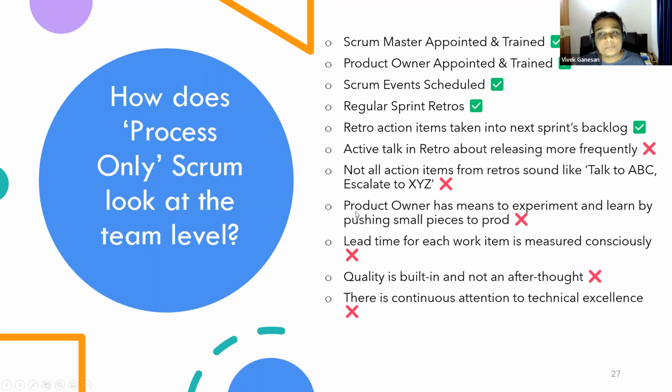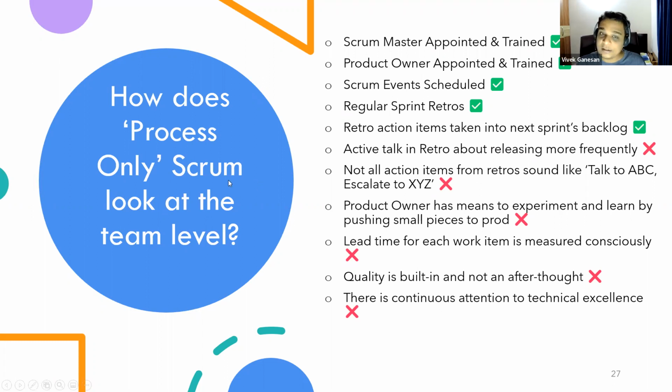And the third important point is the product owner does not have the means to experiment and learn. He cannot really push small pieces to prod and learn whether the customers like it. A/B testing, we just talk about it. How many people do A/B testing? And A/B testing is one small part of it. Like that, there are a lot of things. We expect the product owner to know the business already, and we even freeze the requirements before we start developing. But do we have the ability for the product owner to quickly push something to prod, experiment and learn, and change the direction of the product? That is something that is missing, and these things do not get spoken about in the retros when you do process-only Scrum, right?